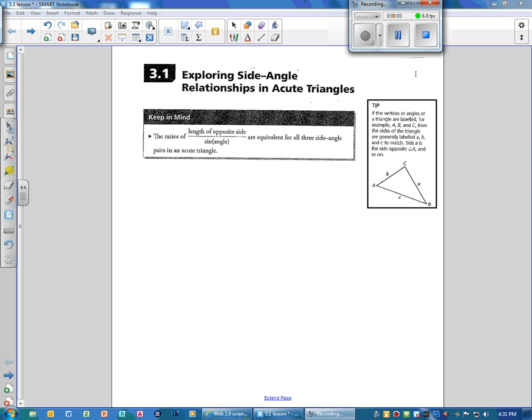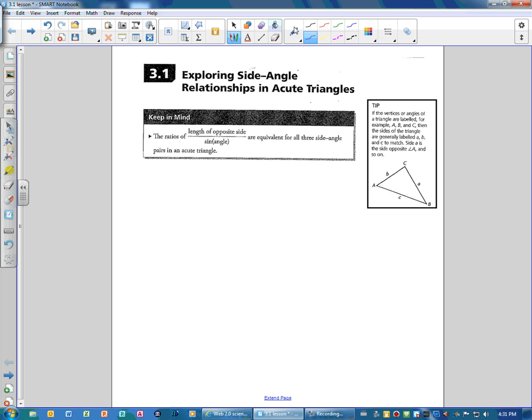Okay, so let's get started on section 3.1, exploring side angle relationships in acute triangles. Before I talk about what that means, I want to go over this little section where it says tip. It tells you about labeling triangles. It says if the vertices or angles of a triangle are labeled, for example, A, B, and C, then the sides of the triangle are generally labeled a, b, and c to match, but those letters are in lowercase, and that's on purpose. So side a is the side opposite angle A, and so on.